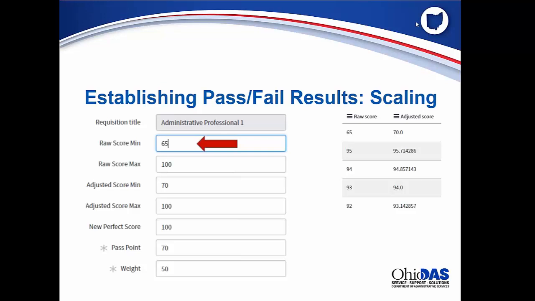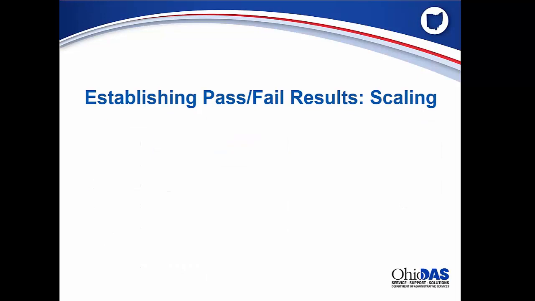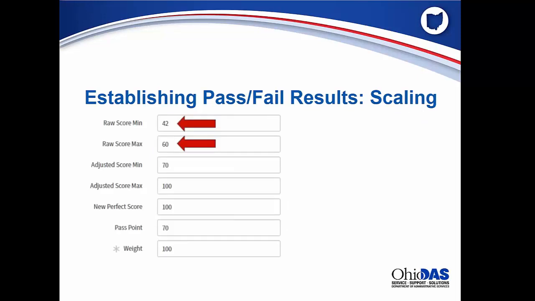All right. So that's that example, 65 passing. Here's another example. Let's say that you want a raw score minimum of 42 out of a max of 60, but you want it to result in 70 out of 100 when it's output as an adjusted score. So then we would just change the raw score min and max, but leave everything else the same, right? So just let me run down that real quick.